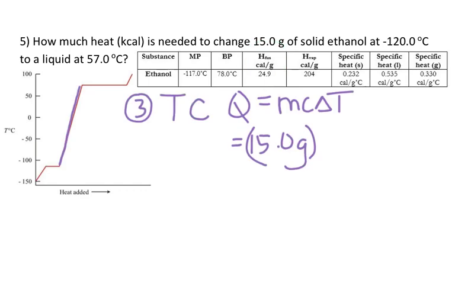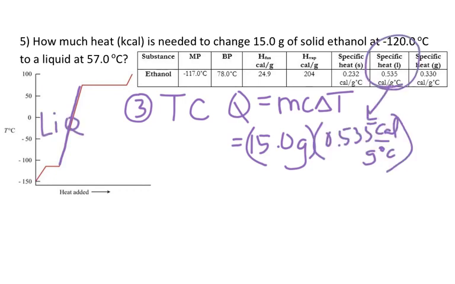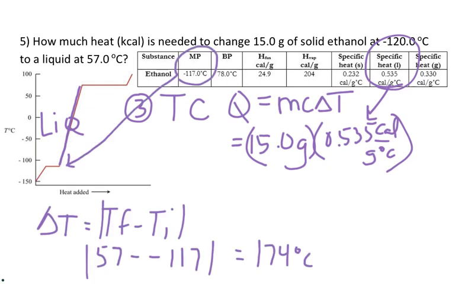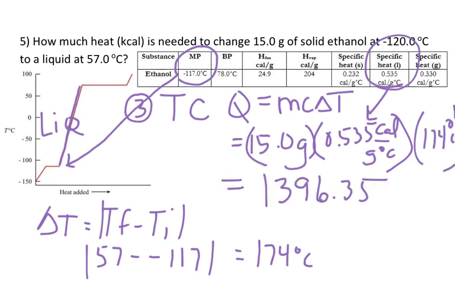In the final step, we have one more temperature change where we are going to go from negative 117 all the way up to 57 degrees. So make sure you use the correct specific heat value for the liquid portion of the phase, for liquid, and then go ahead and plug in your T final minus your T initial. So this is the one the kids usually mess up. So just make sure that you're taking the absolute value of the temperature difference, which is 174 degrees Celsius.